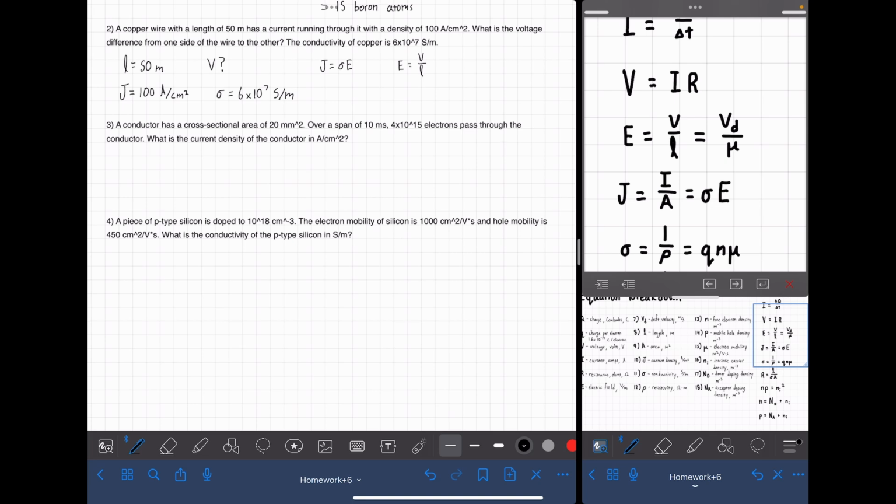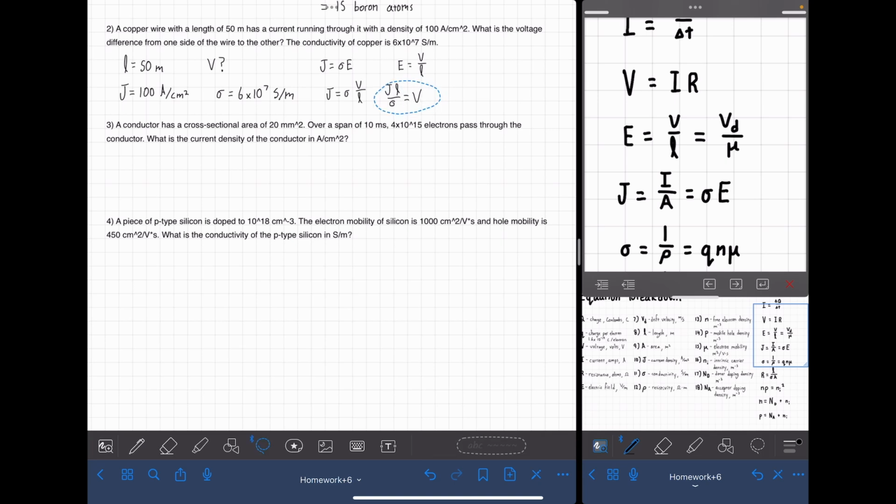So if we just plug this in, J equals sigma V over L, this is all our terms here. We're trying to solve for voltage again, so let's just get that on the left side. So that ended up being J L over sigma equals V. We can just keep it there.